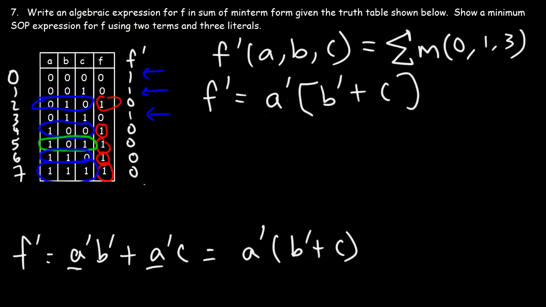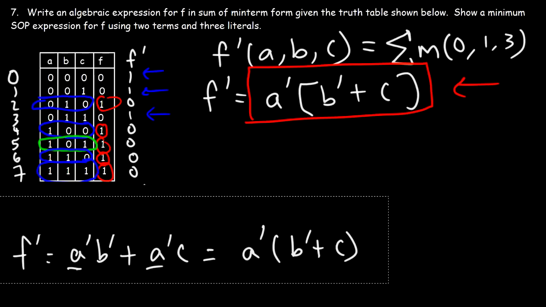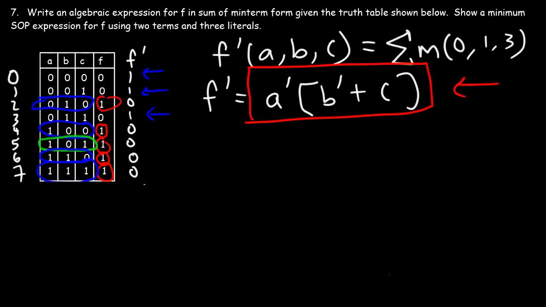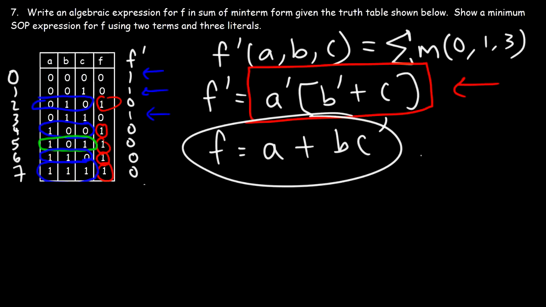So how do we know that we have the correct answer? Well, one way is to test out that function using the truth table. The other way is to see if we can use De Morgan's theorem to get the original expression for f using what we now have. And the original expression for f that we had before in its simplified form, if you recall, is A plus BC prime. So let's use De Morgan's theorem on this expression to see if we can get that one.